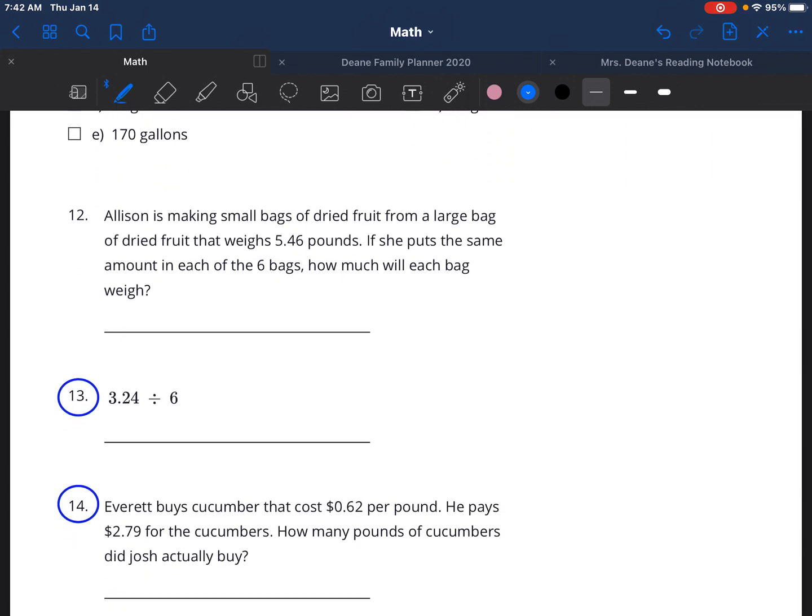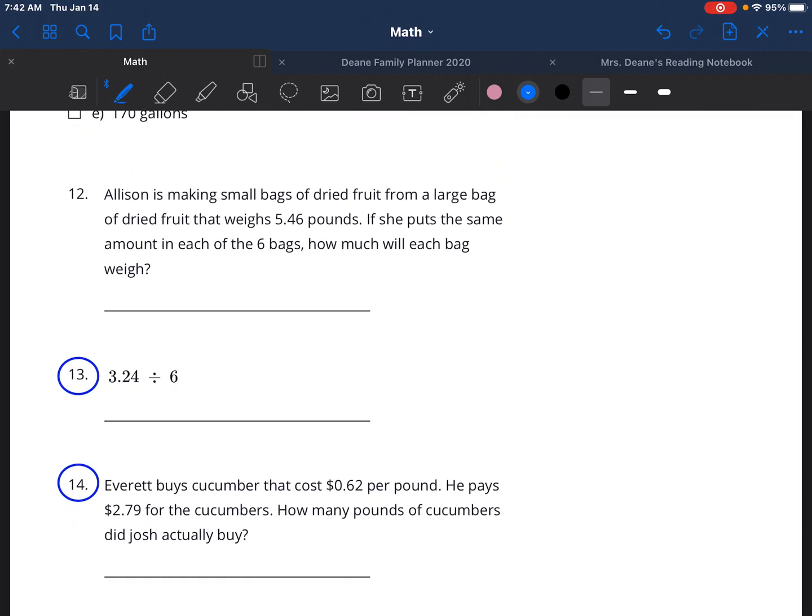Number 12, Allison is making small bags of dried fruit from a large bag of dried fruit that weighs 5.46 pounds. She puts the same amount in each of the 6 bags. How much will each bag weigh? So again, you're just going to go ahead and divide that. So 6 on the outside, 5.46 on the inside. And you're dealing with pounds, so don't forget to label your answer.